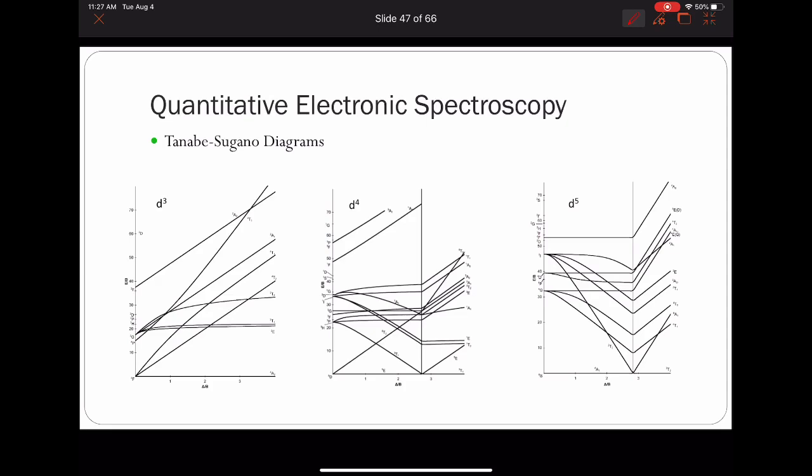We first will note the axes. On the x-axis, we have delta octahedral over B. In this case, it's just denoted as delta, but these are for octahedral complexes. So we have delta octahedral over B, where B is referred to as a Racah parameter. So B equals Racah parameter.